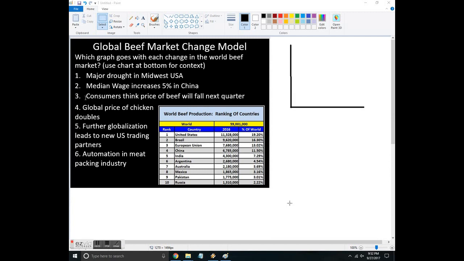Hello and good evening. Let's do a couple examples here. Actually, it looks like six examples on the beef market using the simple supply and demand model that we've built before. Okay, so what we do is we draw price and quantity. So I guess you could say mind your P's and Q's. That's a good way to think about it.